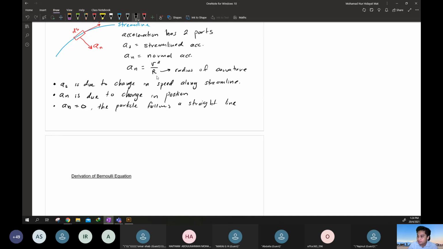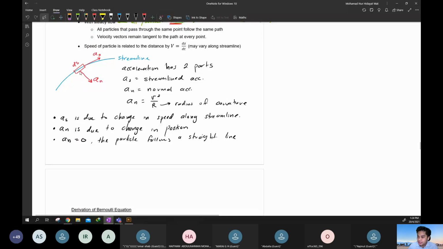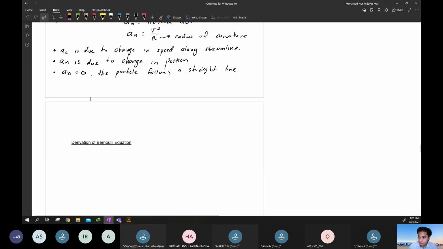Alright, so why does the particle follow the straight line? Because there is no change in position, so there is only As, so An will be equal to zero. Okay, you can put it this way: dv. We know already dv. What is dv? Dv is a velocity. When we talk in terms of Eulerian, it is a function of space and time.